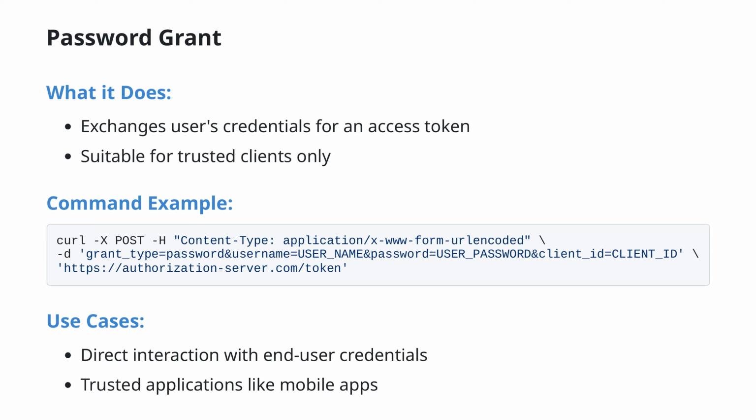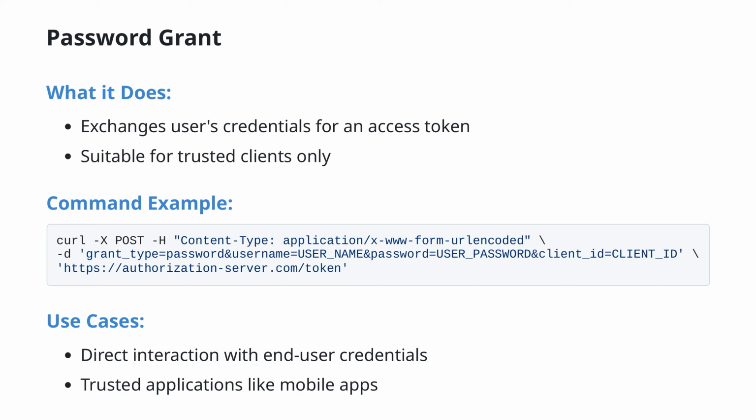Let's look at the command example. Bash: curl -X POST -H content-type application/x-www-form-urlencoded -d grant_type=password and username, user password, and client ID, authorizationserver.com/token. In this command, you'll replace username and user password with the end user's credentials and client ID with your app's identifier. The server will then return an access token that your client can use to access protected resources.